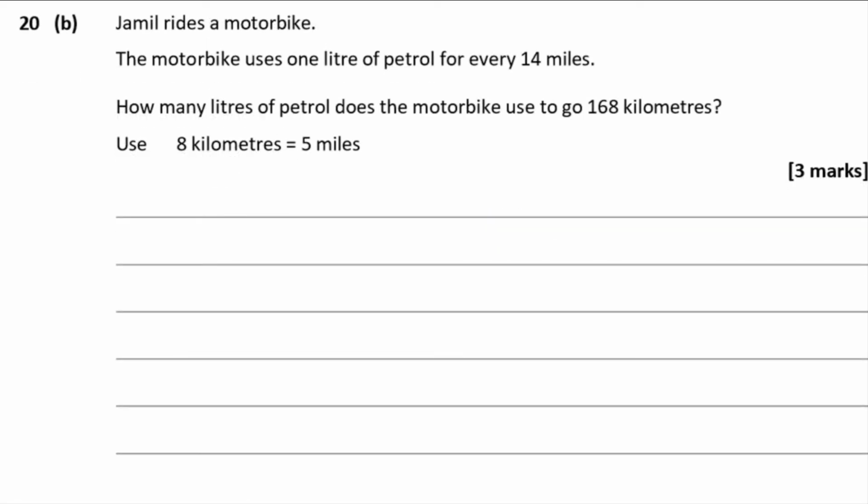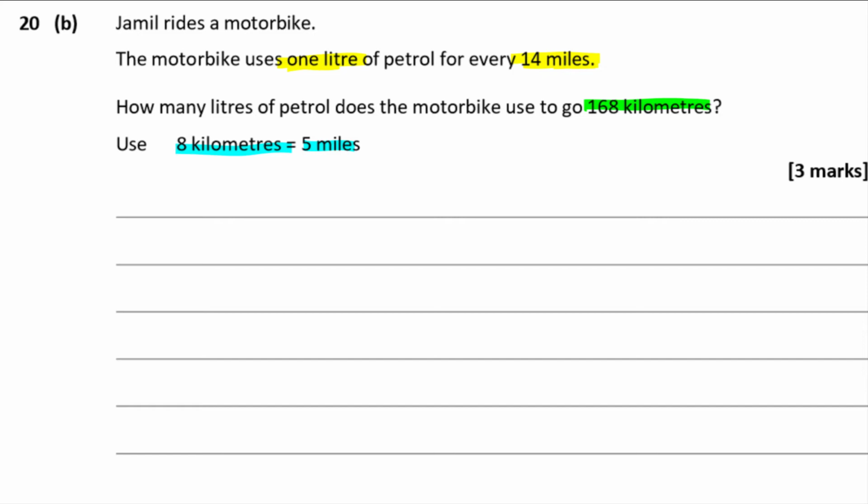Part B says Jamil rides a motorbike. The motorbike uses 1 litre of petrol for every 14 miles. How many litres of petrol does the motorbike use to go 168 kilometres? Use 8 kilometres equals 5 miles. Okay, so this amount is in miles, but we've got the distance in kilometres. But we've also got the ratio of kilometres to miles here.